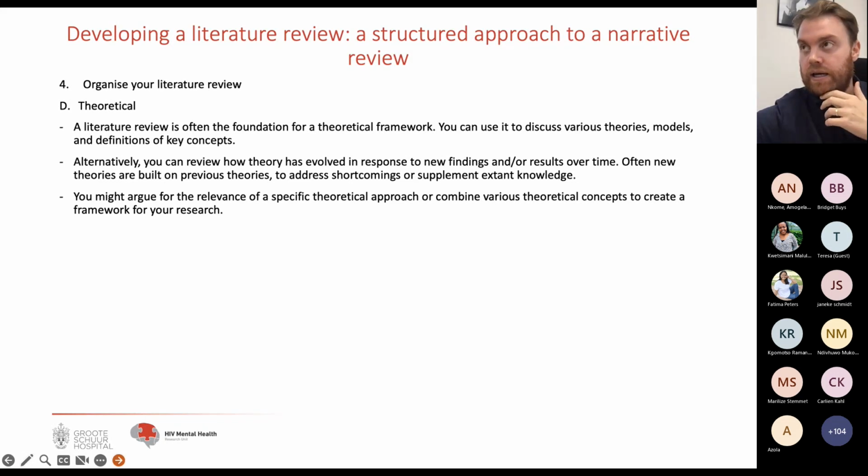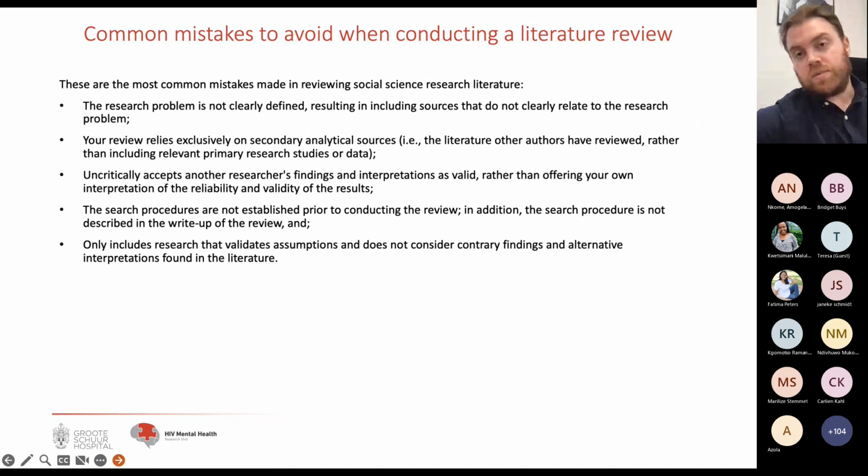So in psychology, we often have to write according to or interpret our results according to a specific theoretical lens. And if you review your theory properly in your literature review, you could justify having one or more theoretical approaches to interpret your results. So what are the common mistakes we make when we review the literature?